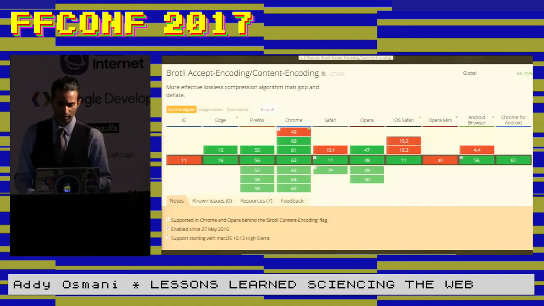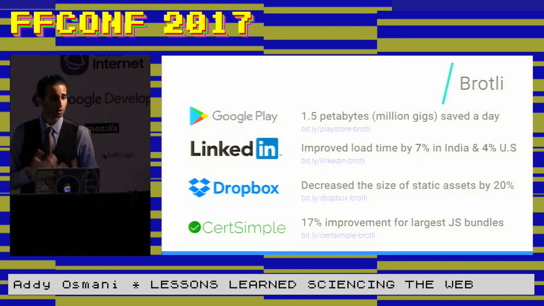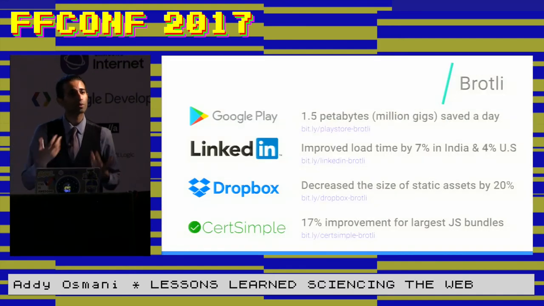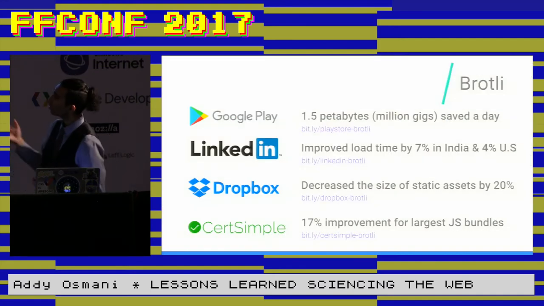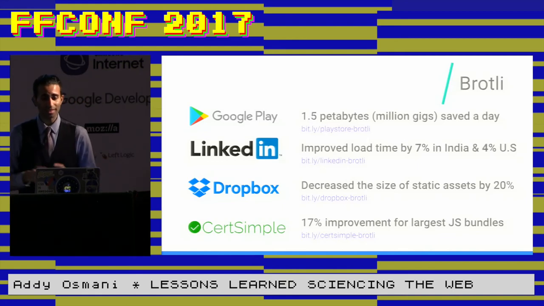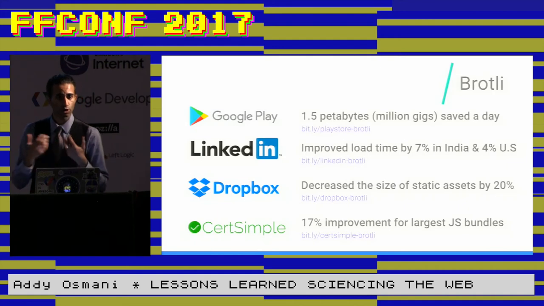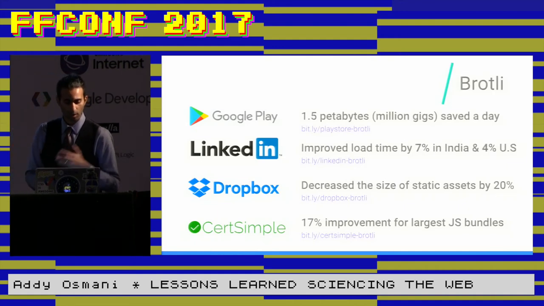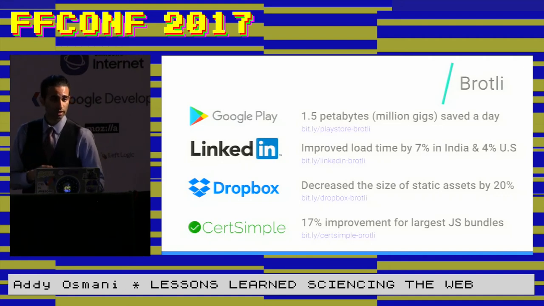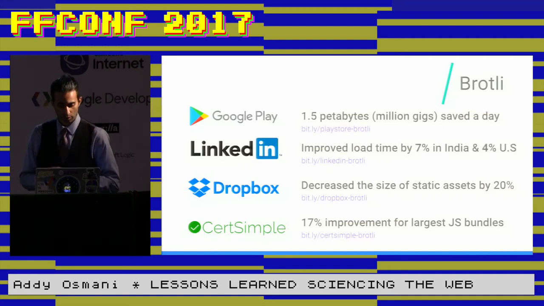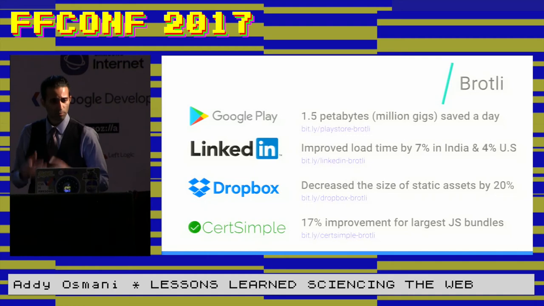And what we've been finding lately is across a good portion of the industry, lots and lots of teams are experimenting with Brotli. Google Play was able to save 1.5 petabytes a day by switching over to Brotli compression. LinkedIn, especially for their JavaScript and CSS assets, improved load times by 7% by adopting Brotli. Dropbox decreased the size of their static assets, their JavaScript, et cetera, by 20%. And CertSimple were also able to find good wins using Brotli for their largest JavaScript bundles.